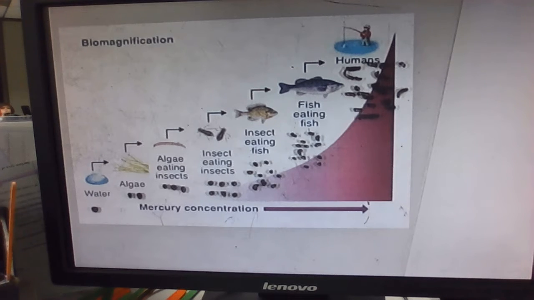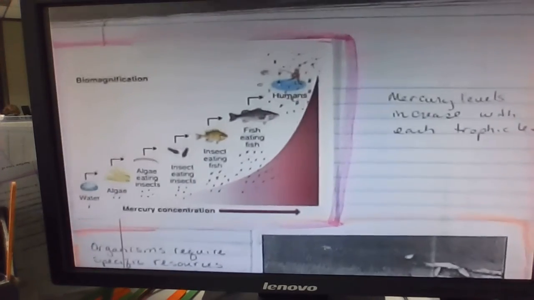Alright, get you a third different color highlighter, highlight biomagnification. Then this goes on the top of the right-hand side.